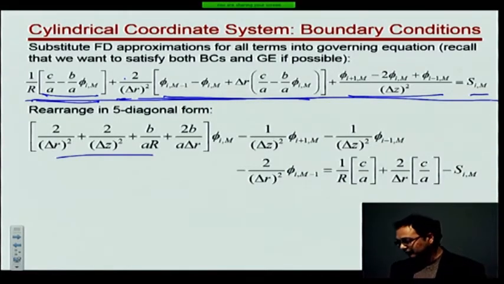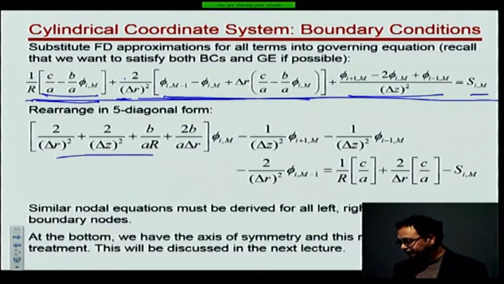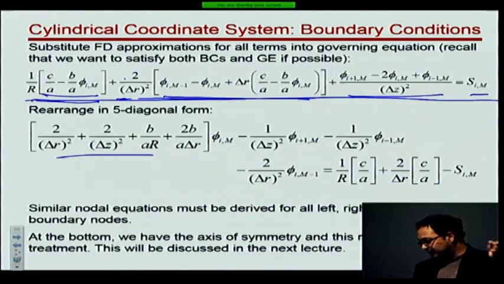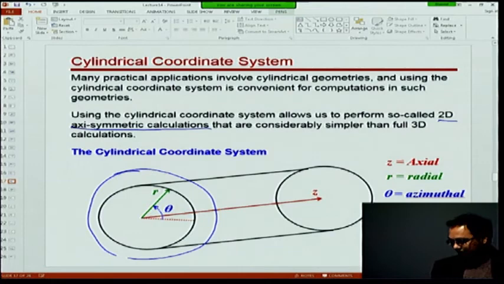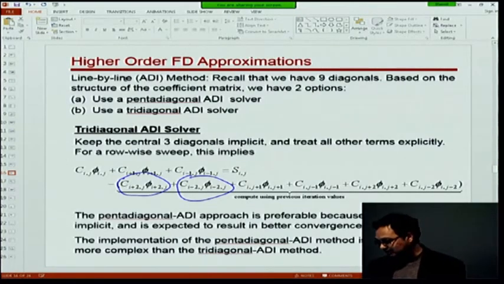I said you can do the same kind of thing for any boundary for that matter, whether it's left or right. I just gave one example here. Now the bottom boundary is very special, as someone here mentioned, that's really the axis of symmetry. It is not a boundary where you can apply an arbitrary boundary condition. And I think that's something I mean to discuss in the next class.